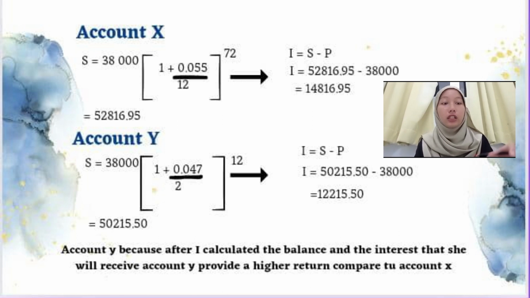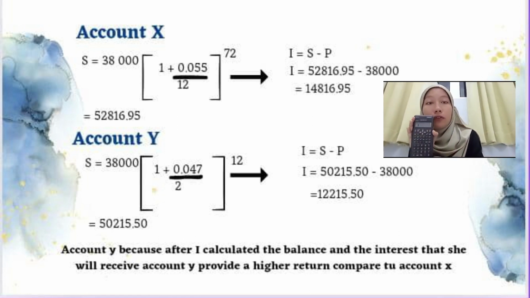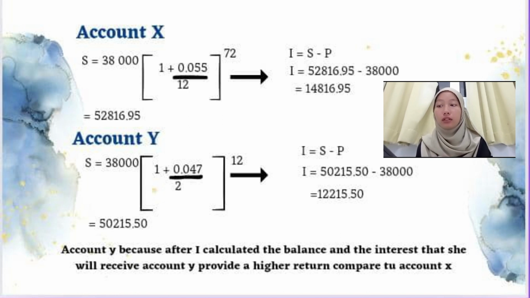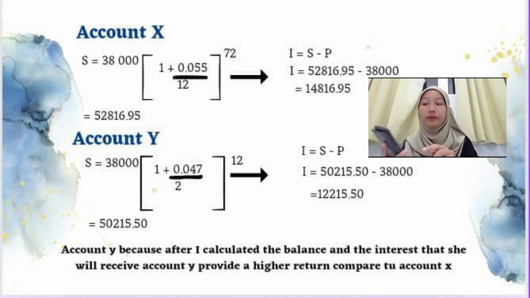For the calculation, for those who use this kind of calculator, you have to calculate it one by one, not calculate directly all of the numbers. 1 plus 0.055 divided by 12. So you will get 1.0045833, and then equals, power of 72, equals, you will get 1.389919807.